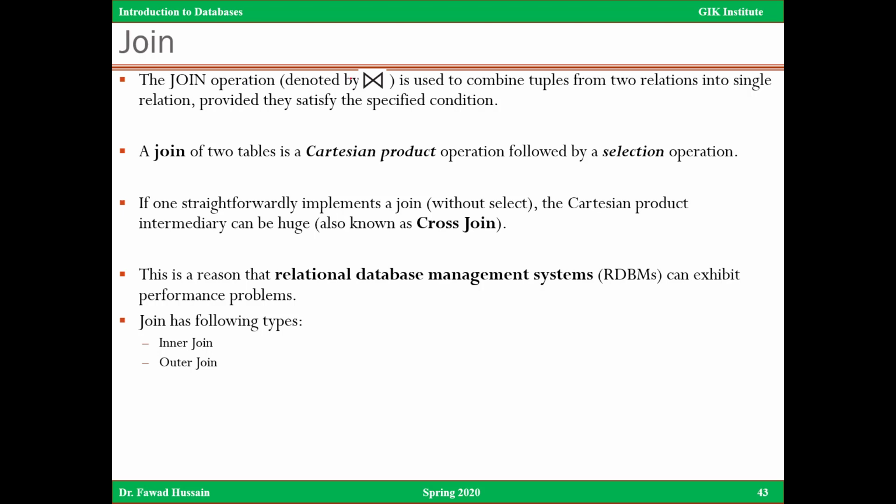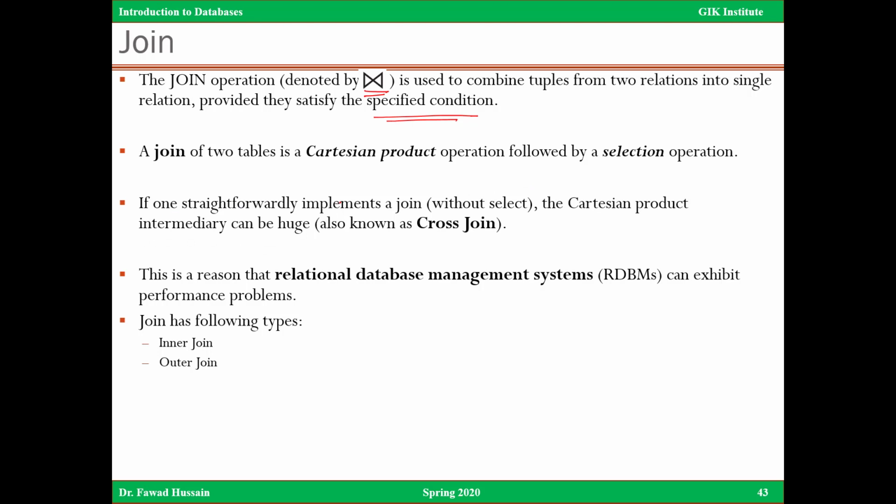The join operator is usually denoted by this symbol, and is used to combine tuples from two relations in a single relation, provided that they satisfy certain conditions. What are those conditions? Those are equality, or less than or equal to, greater than. You can use different operators where the values of the common attributes are being matched. So a join of two tables is a Cartesian product followed by a selection operator, like we just saw.